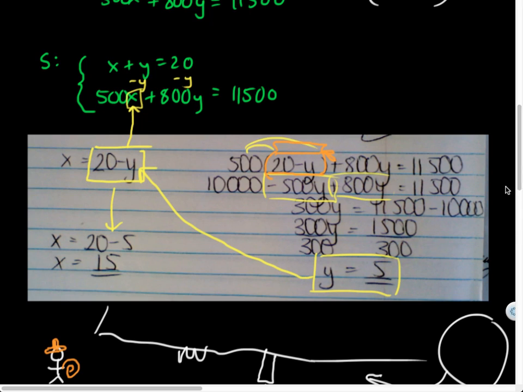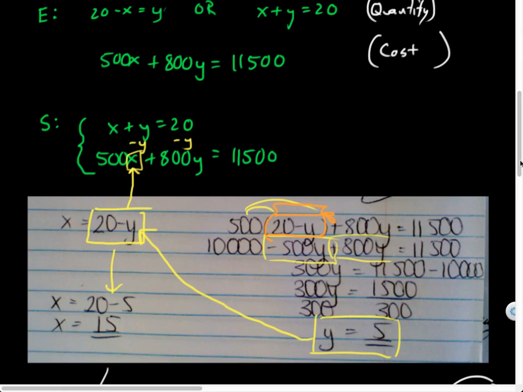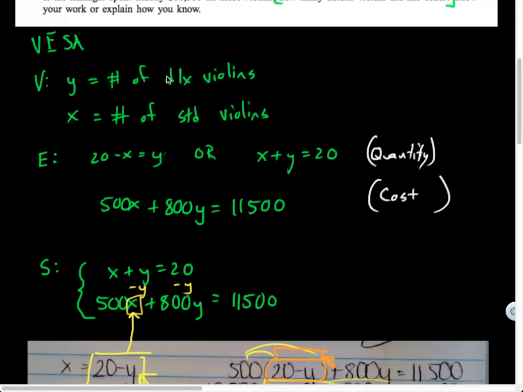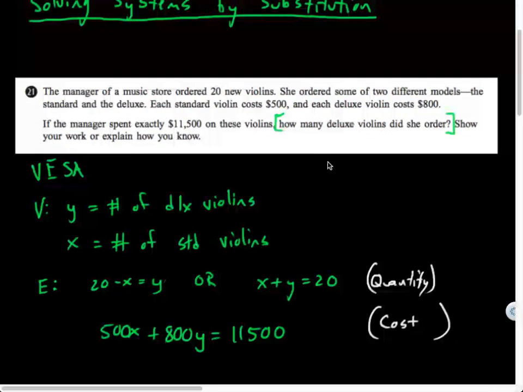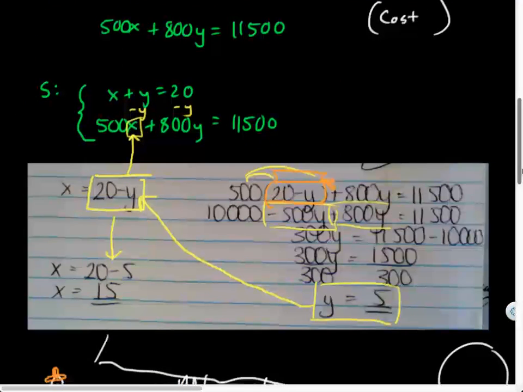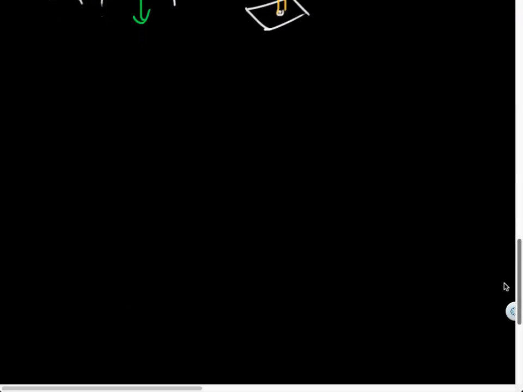And as long as you have proper labels, you know that y equals 5. What does 5 mean? 5 is the number of deluxe violins in this problem. And then that would allow you to answer the question and have properly shown your work. So that's the idea behind substitution. Find two things that are equal and interchange them is the goal, just like our friend Indiana Jones would do.